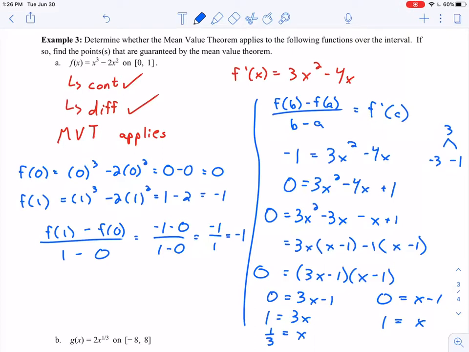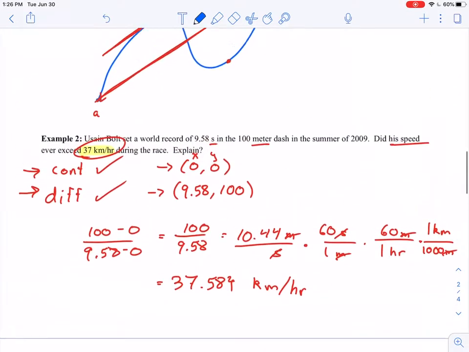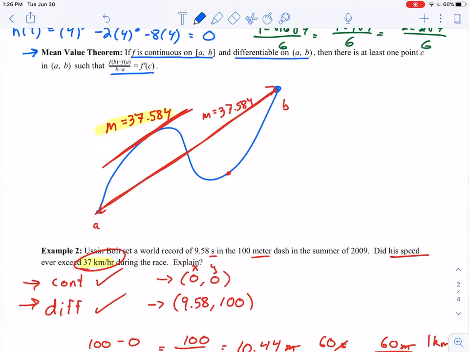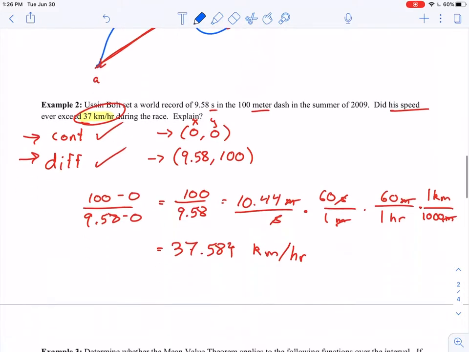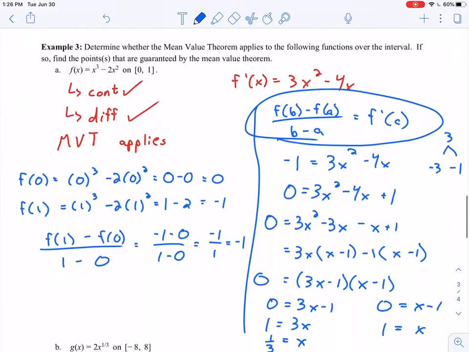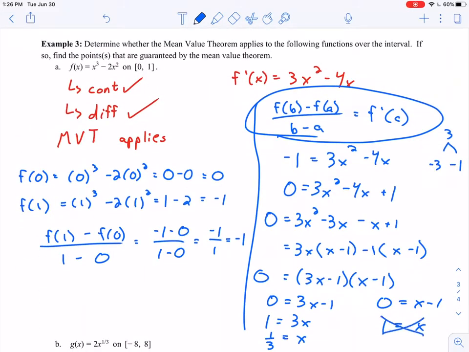So, okay, we've said that the mean value theorem applies. We set up this equation, which is exactly what the mean value theorem says. Remember that the mean value theorem guarantees a point in the open interval a to b. So it has to be strictly between a and b. So that means I can't take 1 because 1 is not in the open interval.